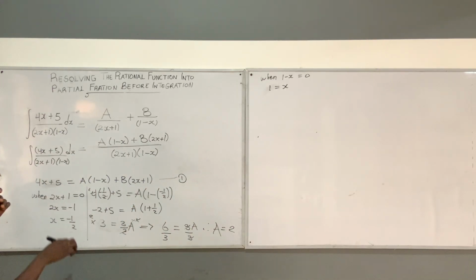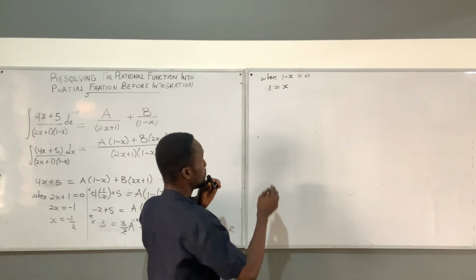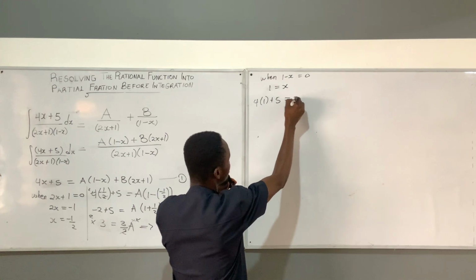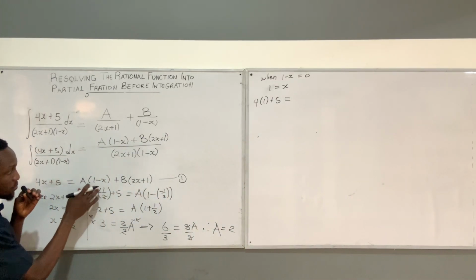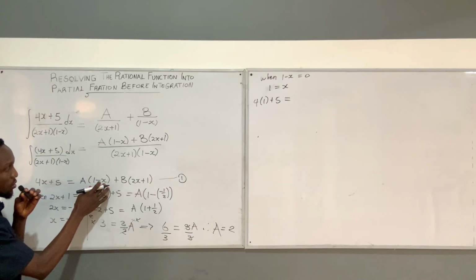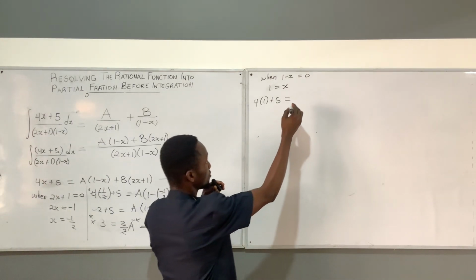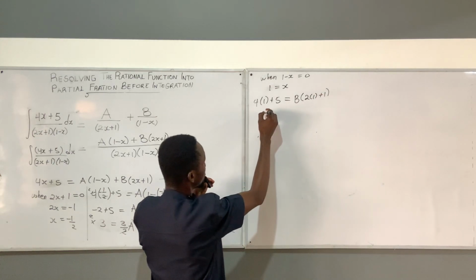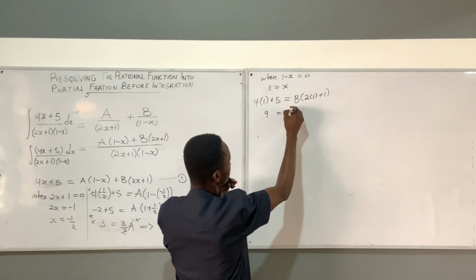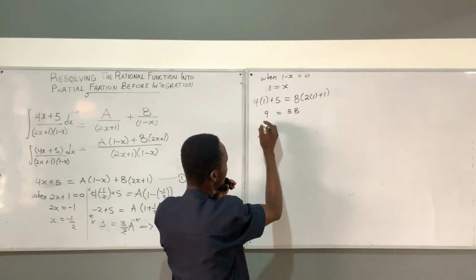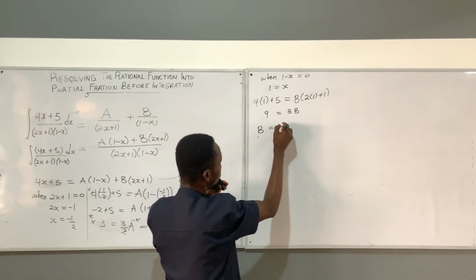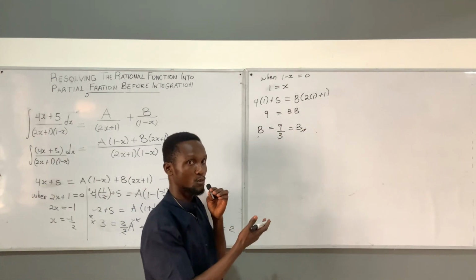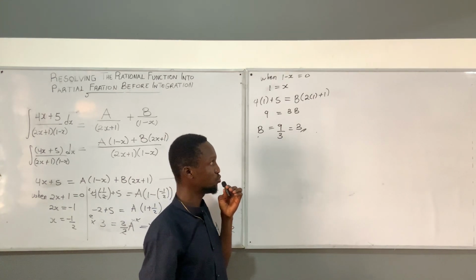Wherever we see x in equation 1, we substitute 1. So when we replace x with 1, we have 4 into 1 plus 5 equals, and you know that we covered this place. When I substitute 1 here, the result is 0 for a. So we focus here. So we have b into 2 times 1 plus 1. Now when we solve this, we have 9 giving us 3b. When we divide, we have b equals 9 over 3, which is equal to what? 3. So we see the values of a and b are 2 and 3.